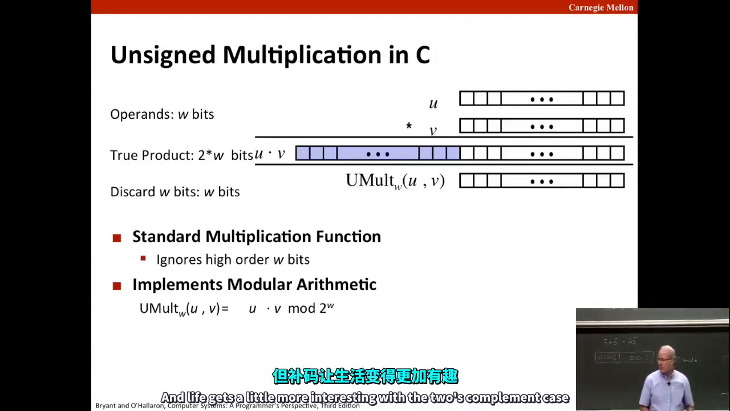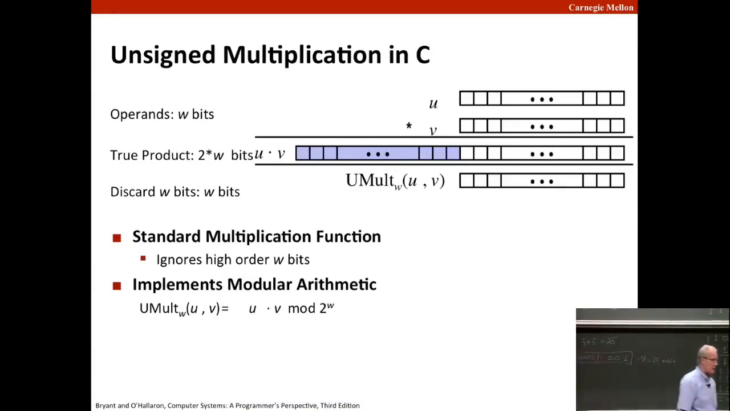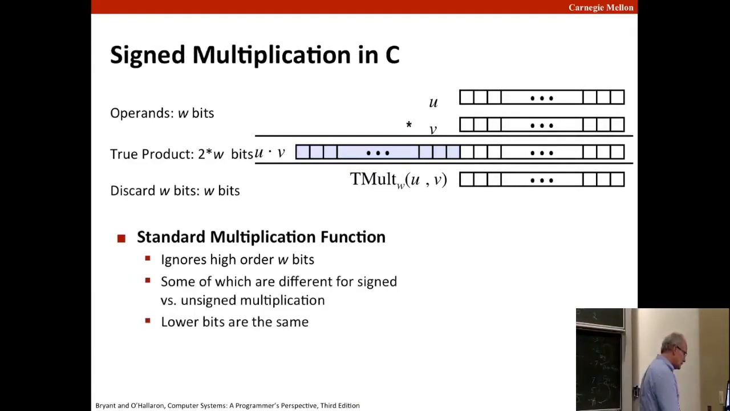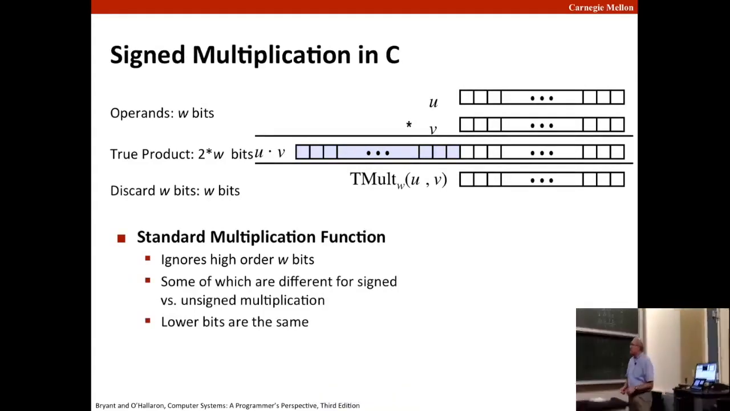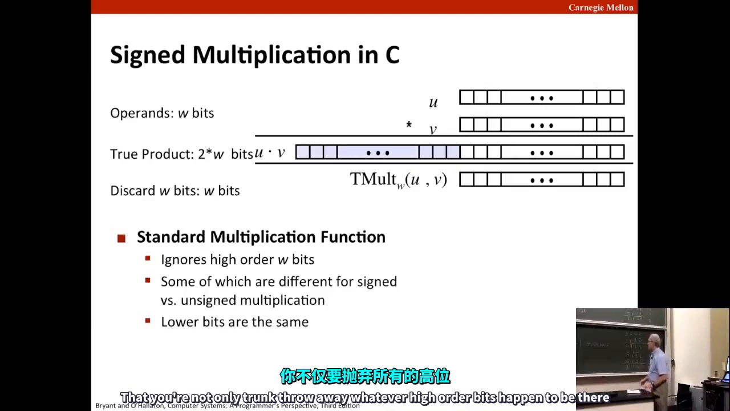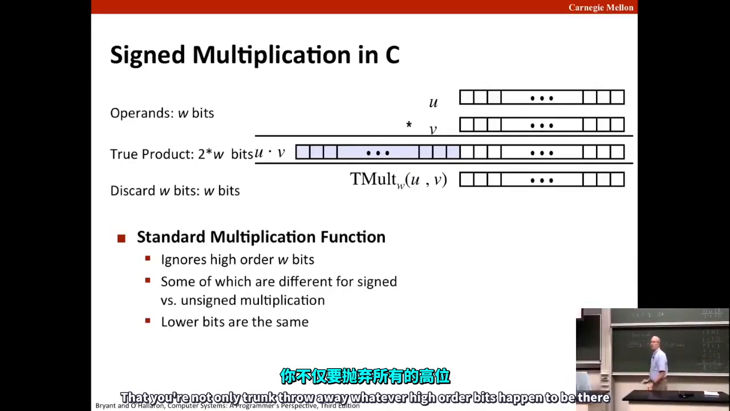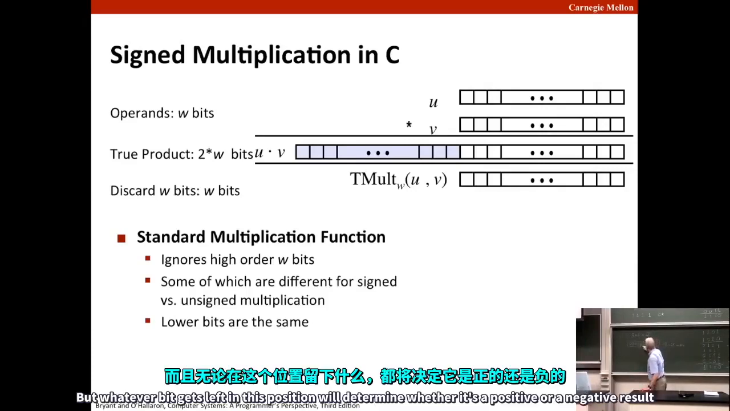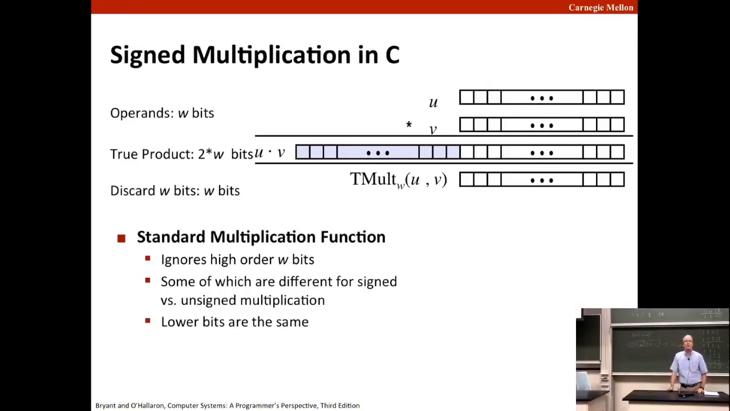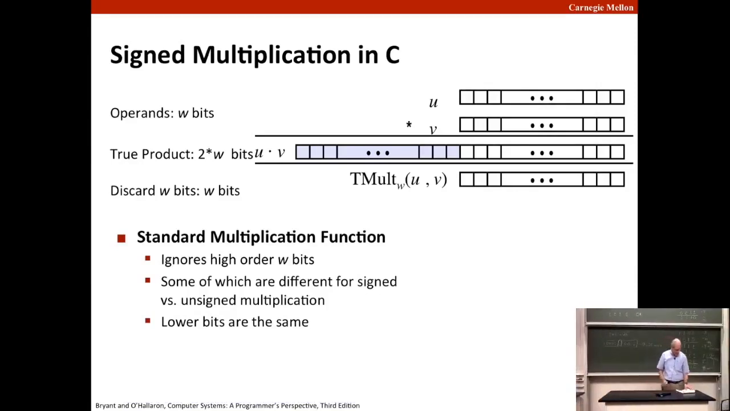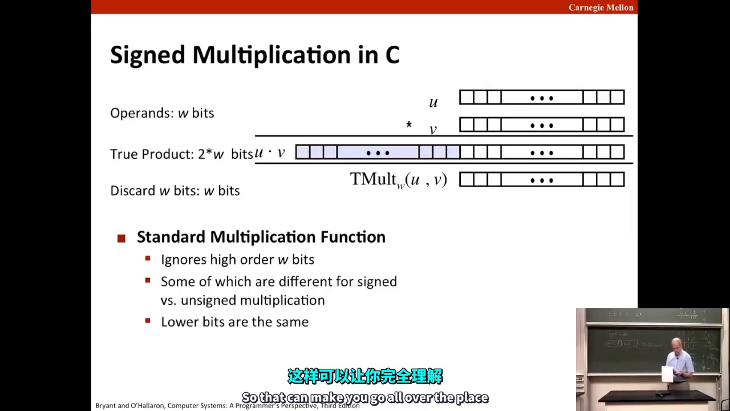And life gets a little more interesting with the 2's complement case. So let's look at what that does. And the answer is even a little bit stranger in that you not only throw away whatever high order bits happen to be there, but whatever bit gets left in this position will determine whether it's a positive or a negative result, completely irrespective of the signs of the original 2 operands. So that can make you go all over the place.